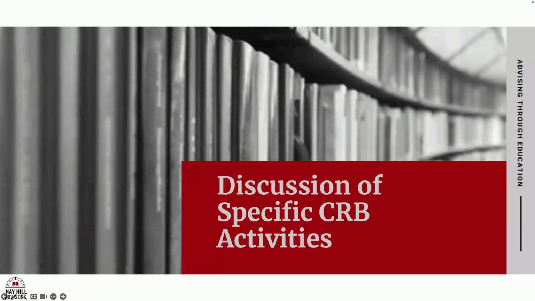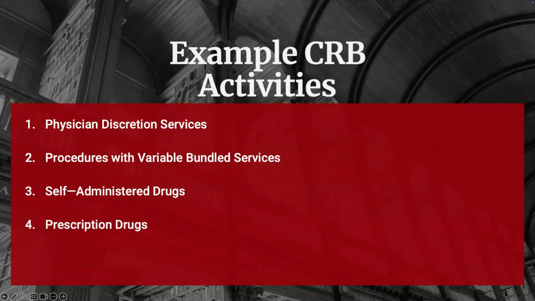And now we're going to discuss some specific CRB activities and how they fit within a general risk framework. So for that, I'm going to turn this over to Ryan. Great, thanks, Chris. So we have four topics that we're going to discuss that are very discrete. Physician discretion services, procedures with variable bundled services, self-administered drugs, and prescription drugs.